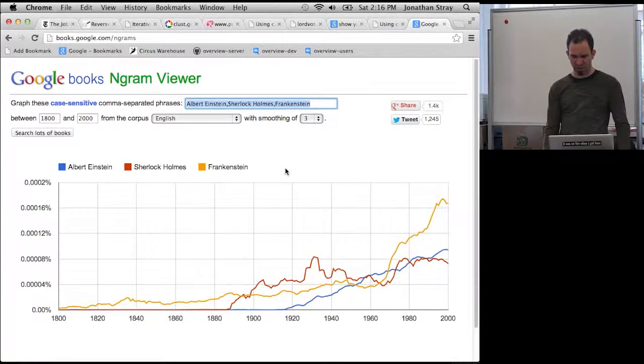And then, in the early 1920s, the height of the H.P. Lovecraft was publishing all that stuff. It was an eldritch era. Eldritch is one of my favorite English words. It means like sort of horror. And then, wow, look at that. Frankenstein got really popular after the 60s. Who knows why?